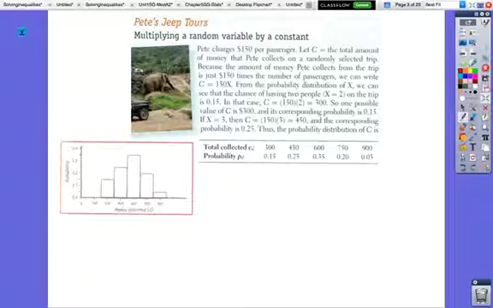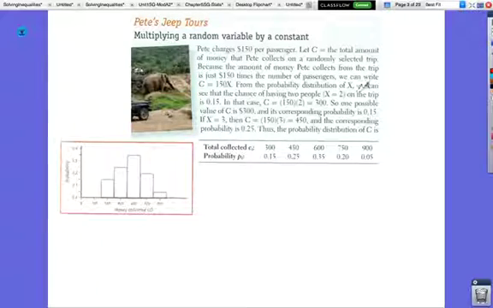From the probability distribution of X, we can see that the chance of having 2 people, X equals 2, on the trip is 0.15. In that case, C would be equal to 150 times 2, because we said C equals 150 times X, which gives us 300. So one possible value of C is $300, and its corresponding probability is 0.15.